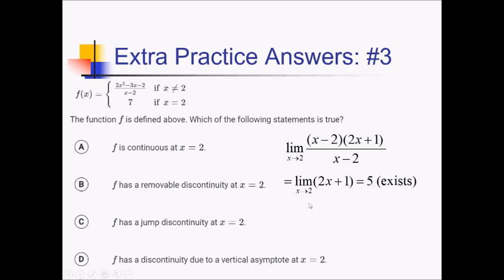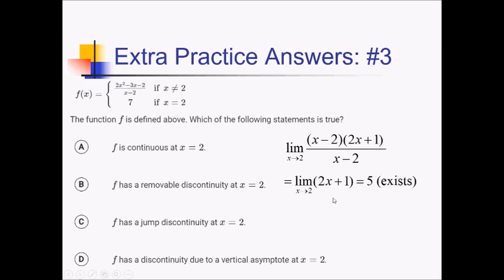So that allows us to eliminate choice C, which has a jump discontinuity. Limit does not exist at a jump. You're going to different places as you approach the same x value. We also can't have a vertical asymptote if the limit exists, because if we had a vertical asymptote, this limit would be some kind of infinity. But it's not. It's a constant, so we can't have a vertical asymptote there.